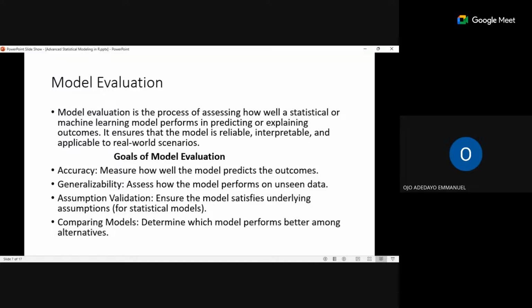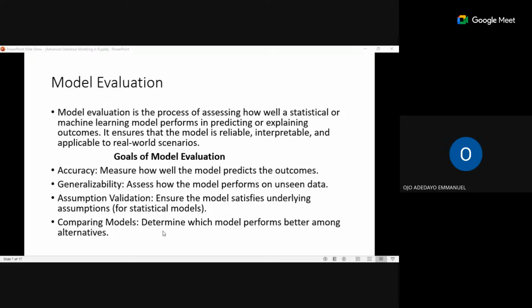What is the goal of model evaluation? Number one, accuracy. Measure how well the model predicts the outcome. I've mentioned it. That is the number one goal of model evaluation. Any model that you are developing or you've developed, you must be able to tell us how you evaluated it, before you can recommend it. In the course of evaluating the model, we are going to know whether this model is worth being used or not. So model evaluation is very, very important.